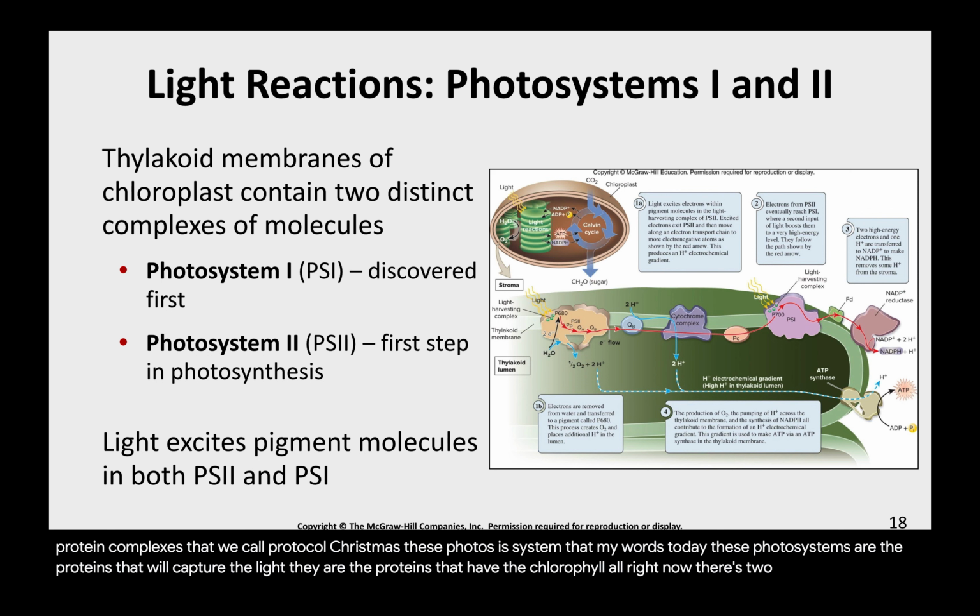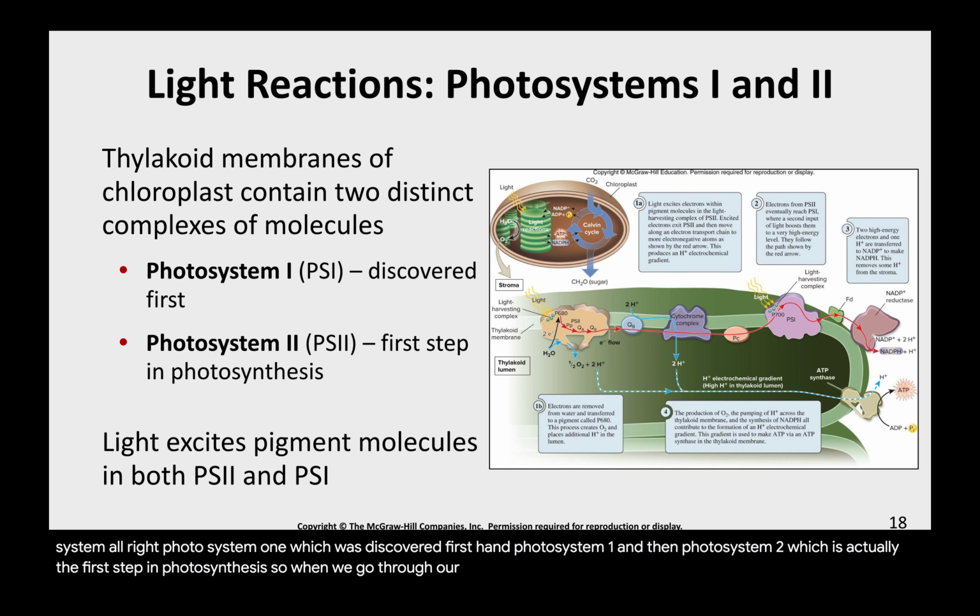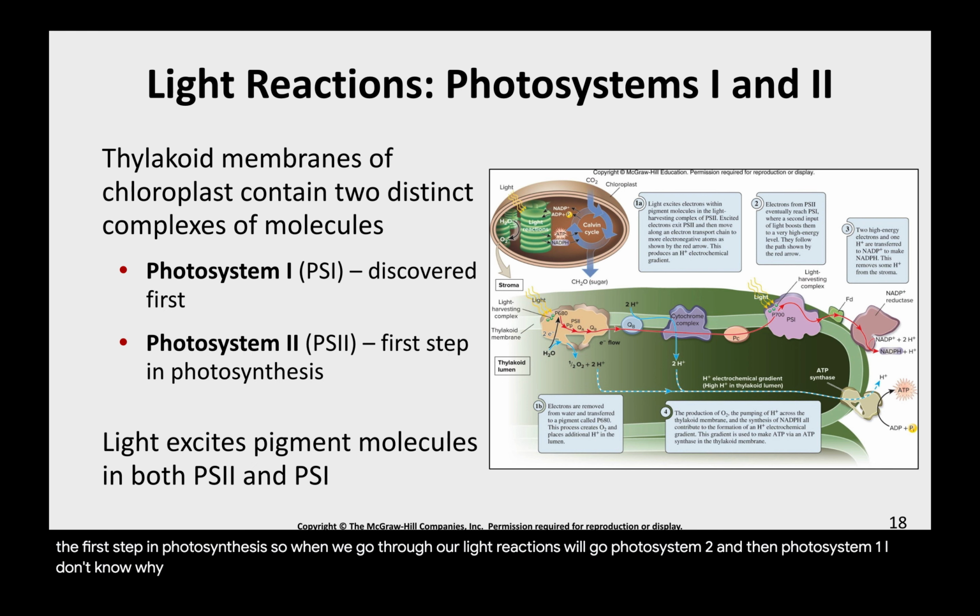Now there's two types of photosystems. Photosystem 1, which was discovered first, hence photosystem 1, and then photosystem 2, which is actually the first step in photosynthesis. So when we go through our light reactions, we'll go photosystem 2 and then photosystem 1. I don't know why they didn't change the name after they discovered the second one, but they didn't. So keep that in mind when we're talking about our photosystems. Photosystem 2 will come first.